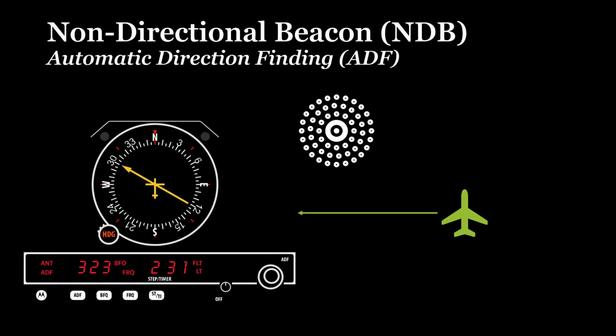Historically, the bearing information was obtained by manually rotating a directional loop antenna. Today, the process is automatic and referred to as automatic direction finding, in short ADF. To obtain the bearing information, the pilot sets the ADF receiver, displayed on the left, to ADF mode and enters the frequency of the desired NDB. Afterwards, the ADF receiver needle points toward the NDB station.